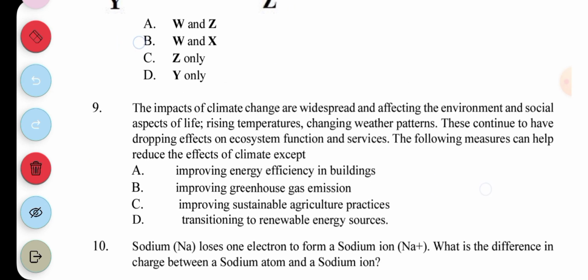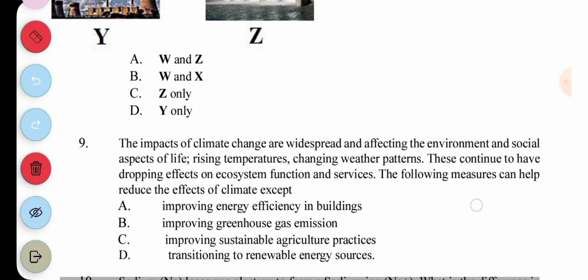Question 9. The impacts of climate change are widespread and affecting the environment and social aspects of life. Rising temperatures, changing weather patterns. These continue to have dropping effects on ecosystem function and services. The following measures can help reduce the effects of climate change except.